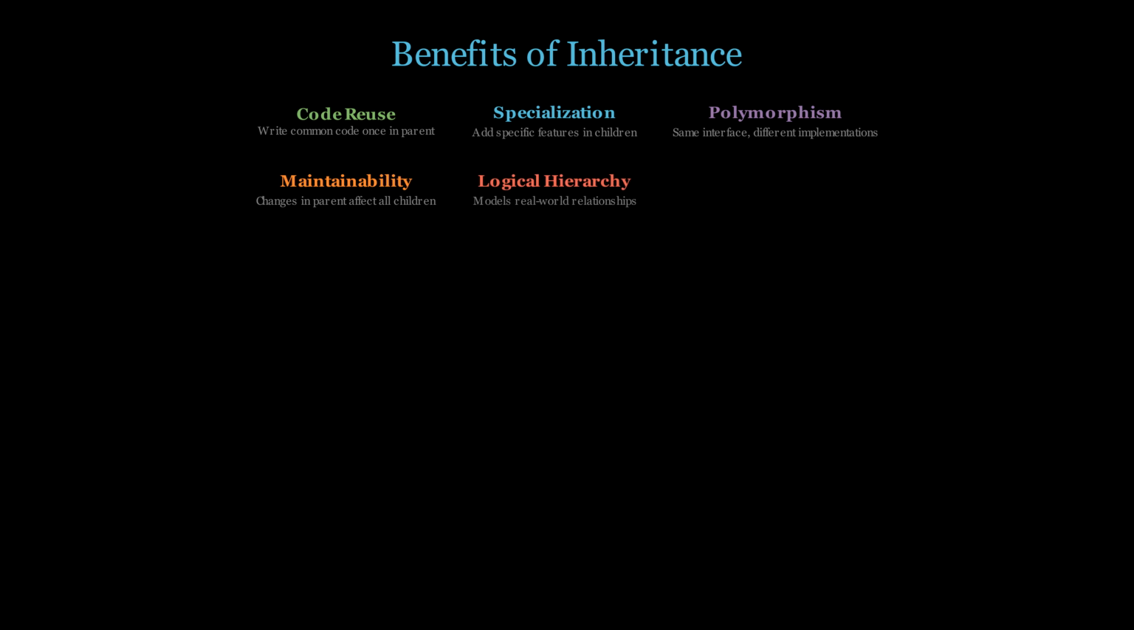Let's review the key benefits inheritance provides. Understanding these advantages helps you recognize when and how to use inheritance effectively. Code reuse. Write common functionality once in the parent. Specialization. Add specific features in child classes. Polymorphism. Use the same interface with different implementations. Maintainability. Changes to parent automatically propagate to children. Logical hierarchy. Model real-world is-a relationships naturally. These benefits make inheritance a powerful tool for organizing and structuring object-oriented code.